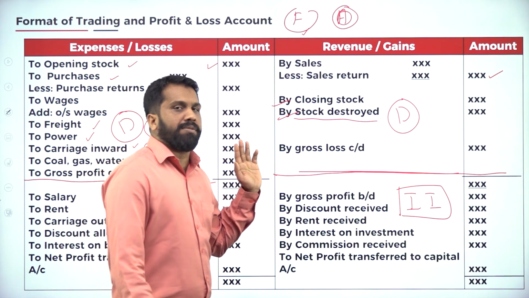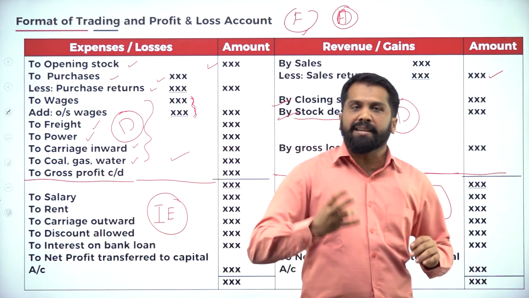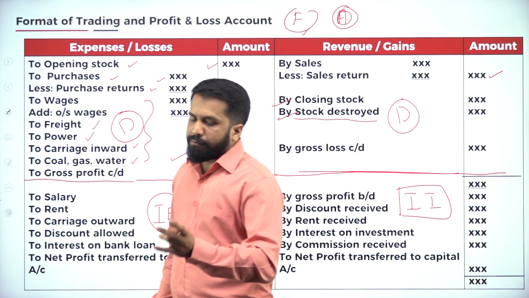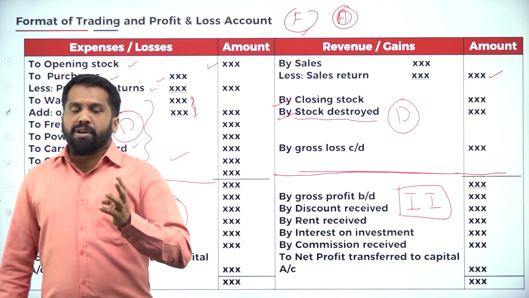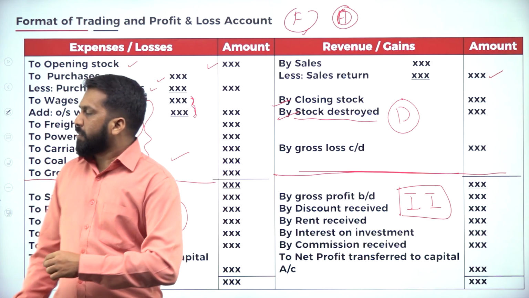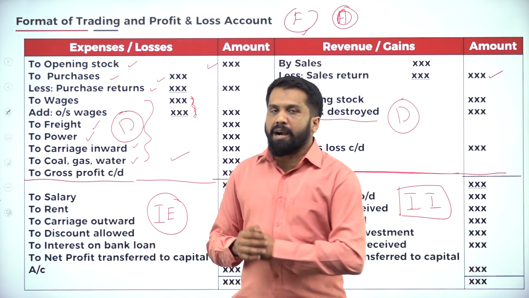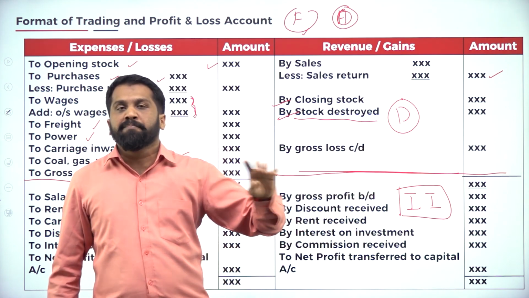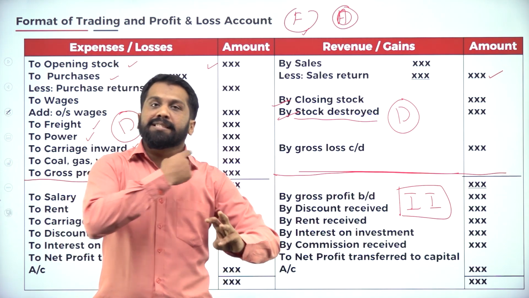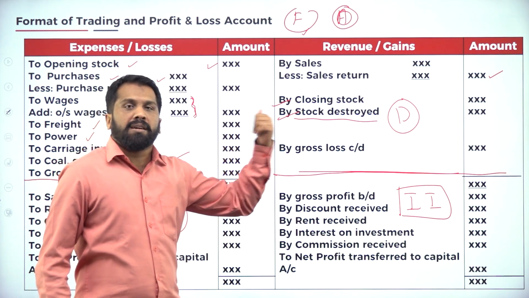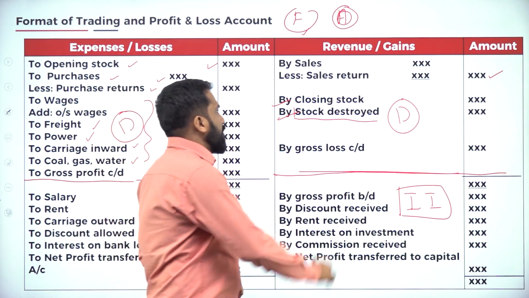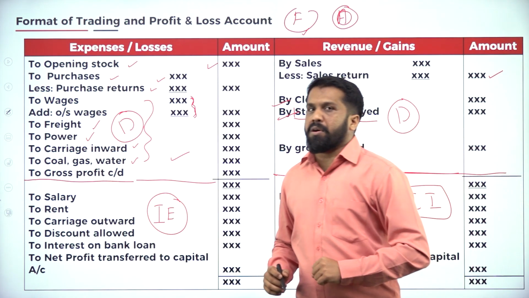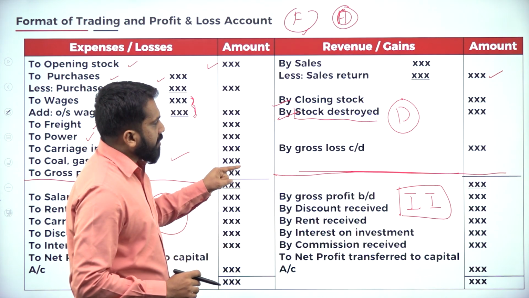I'll clear you. On the debit side, what will come? Opening, purchase minus purchase return. Along with that, your carriage inward, freight, then along with freight, coal, gas, power and your carriage inward. It is over. Now, what will come under the credit side? If you have purchase on this side, it must be sales. Purchase return, sales return. Opening stock, closing stock. Now, we have stock destroyed. Stock destroyed means we call it an abnormal loss. Now, this is all about your trading account.